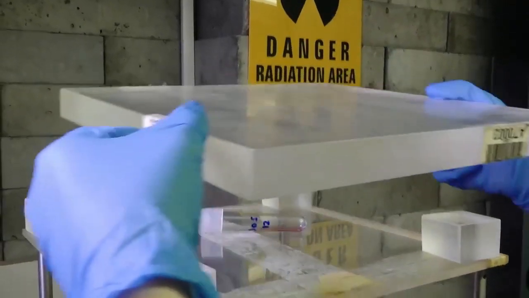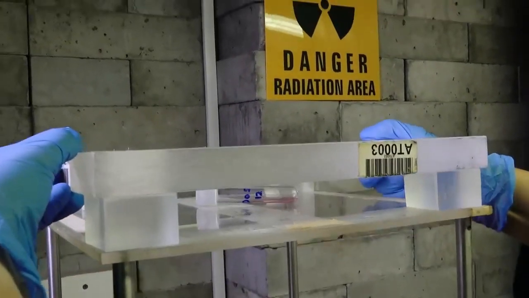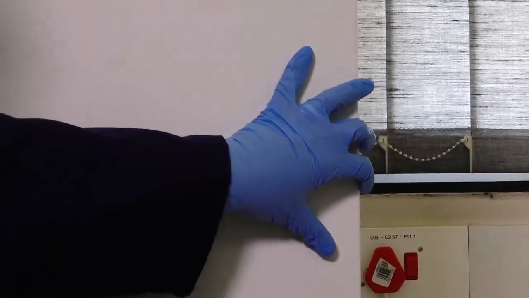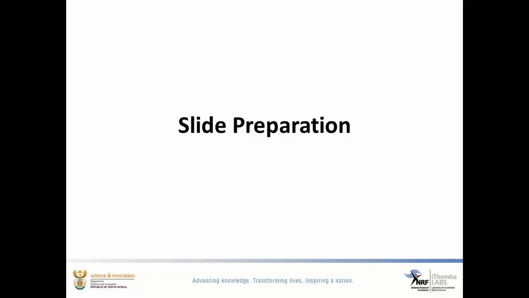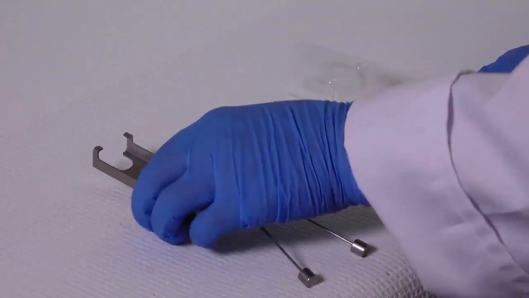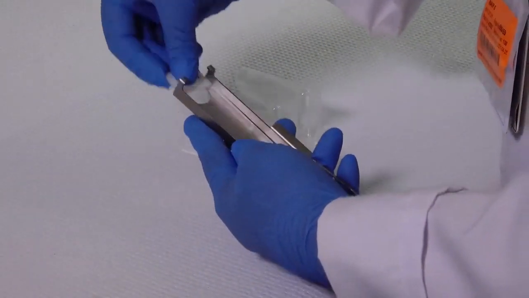The lymphocytes are irradiated with gamma rays from a cobalt-60 source and thereafter incubated for 1 hour at 37 degrees Celsius in a humidified 5% carbon dioxide incubator. For every irradiation condition or tube, 3 slides are prepared.